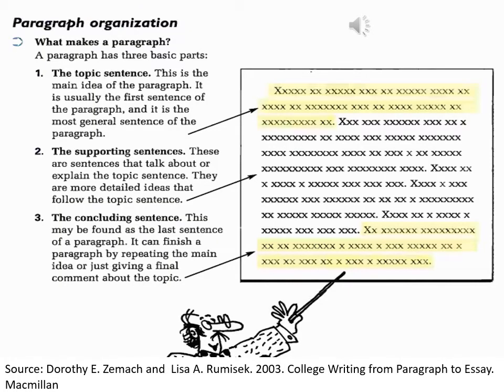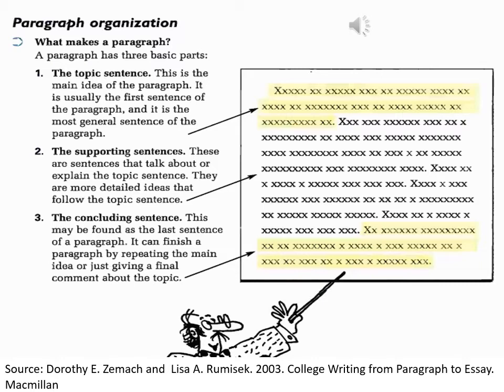Paragraph organization. A paragraph has three basic parts. The first part is the topic sentence. This is the main idea of the paragraph. It is usually the first sentence of the paragraph and it is the most general sentence of the paragraph. The second part is the supporting sentences. These are sentences that talk about or explain the topic sentence. They are more detailed ideas that follow the topic sentence.